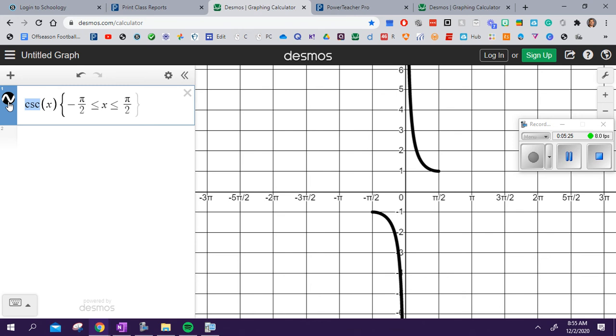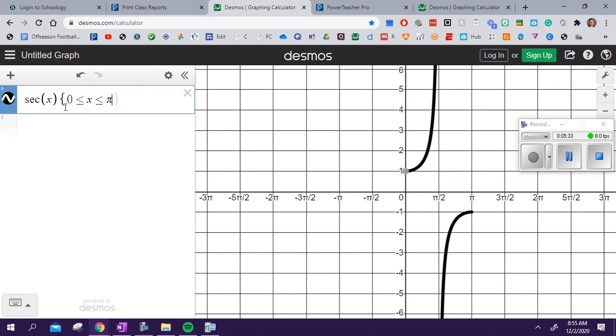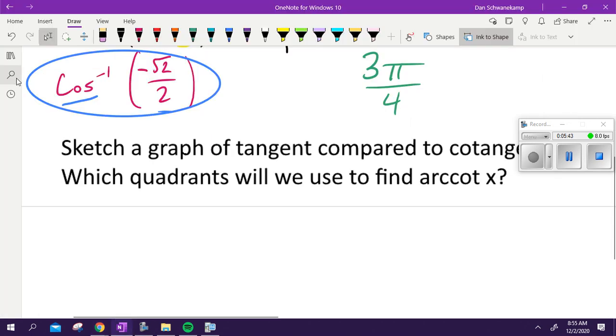Same thing with secant. If I'm doing secant, I don't have an up and a down if I use those, so instead I'm going to go from 0 to pi. It's a one-to-one function. It's not continuous, but at least I'm on a one-to-one function. We'll do that here in a second. All right, that's a little bit strange, but it's a good thought process.